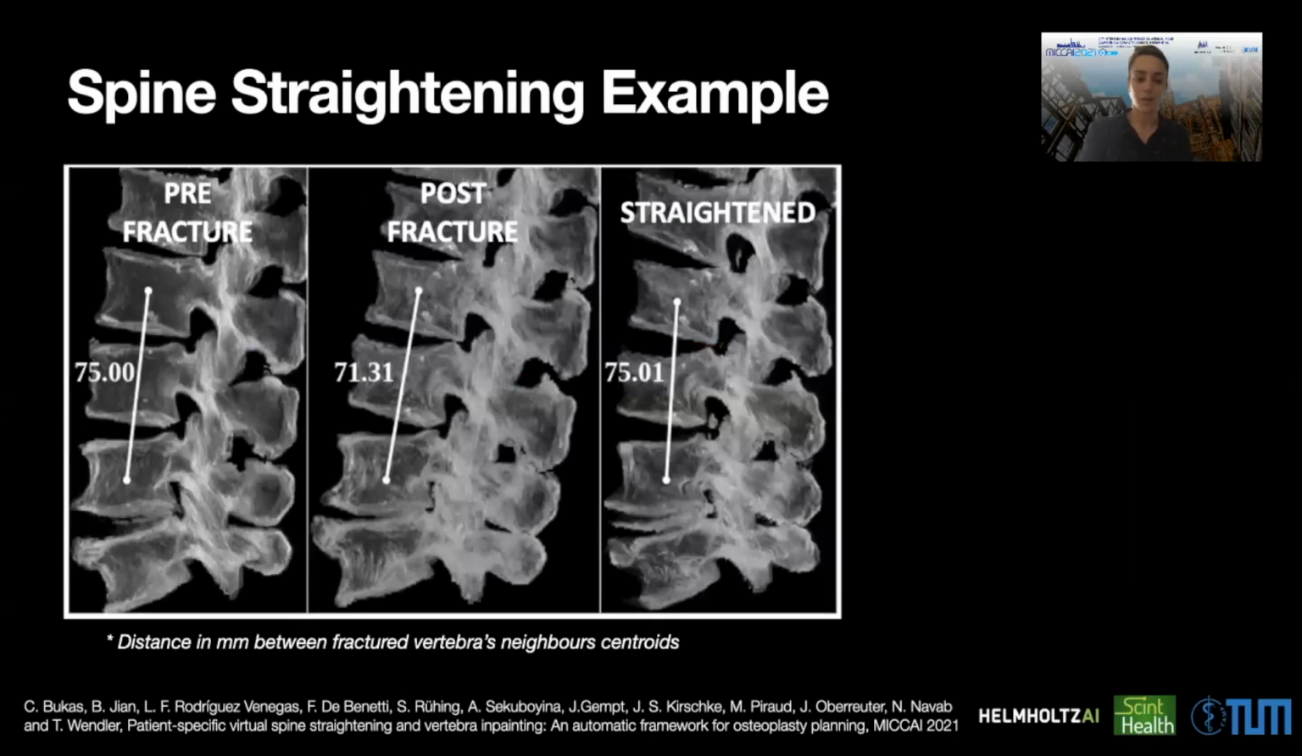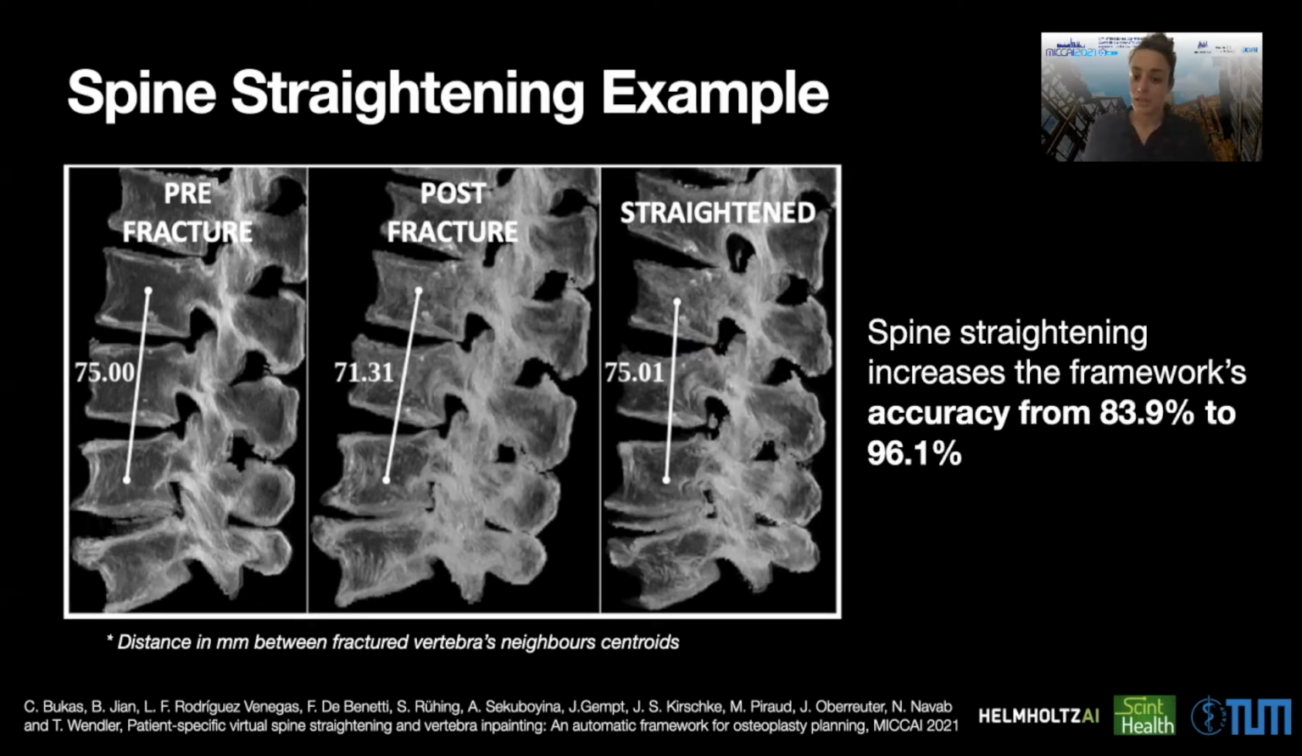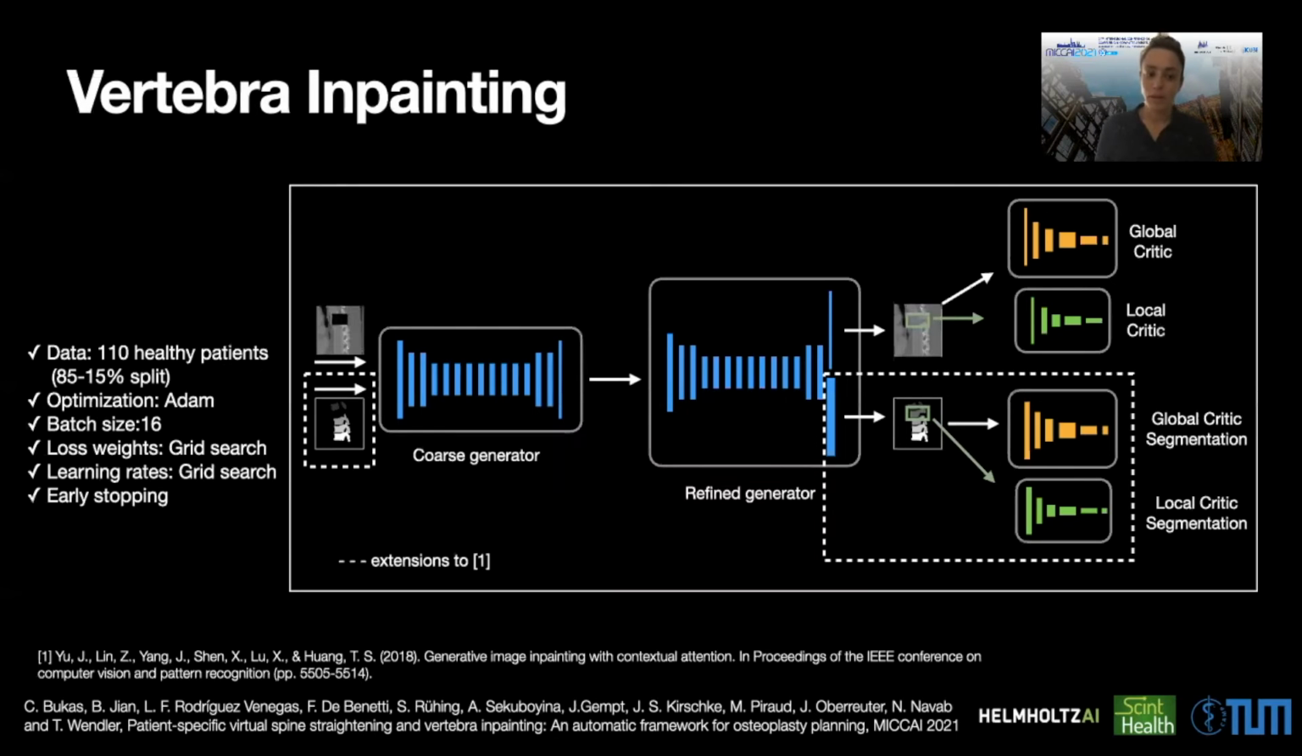Here we see an example of our region of interest for a spine before a fracture, after a fracture, and after our straightening algorithm. And it immediately becomes apparent how space has been created around the fracture. Actually, we performed an ablation study which showed that our spine straightening algorithm increases the overall framework's accuracy from 83.9% to 96.1%.